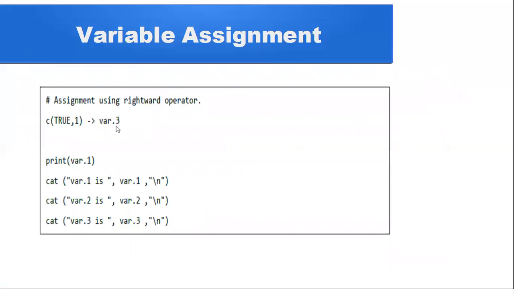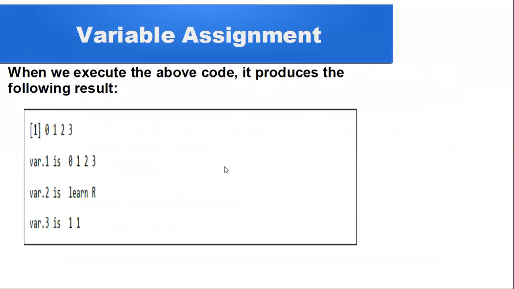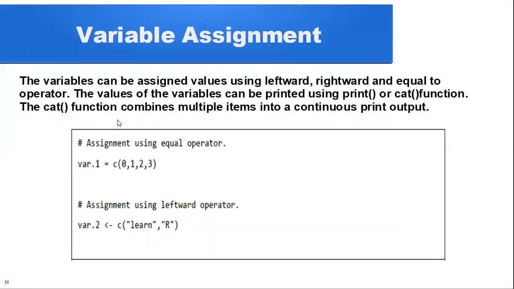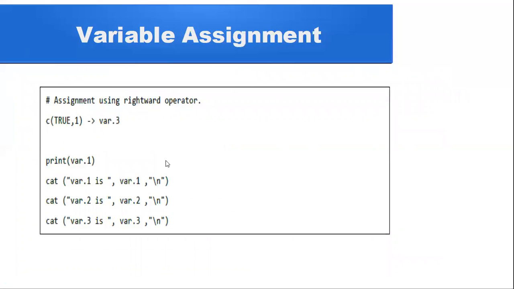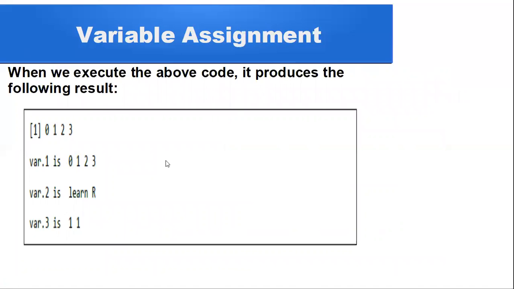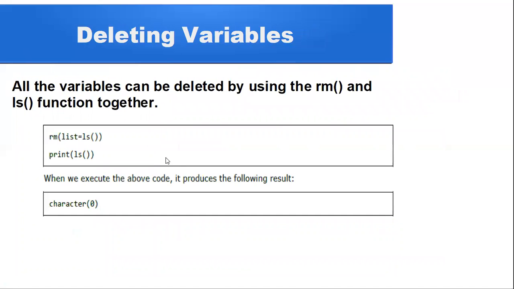Assignment using rightward operator. We print these with cat, and everything will be printed as the output like this. This is the output. So this is the input we write, then we print it.